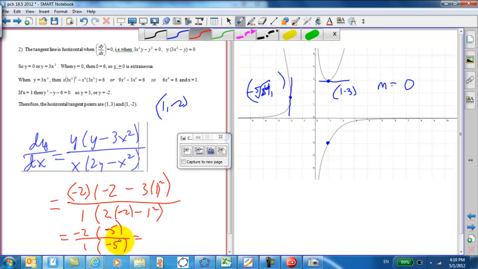At 1, negative 2, for x, negative 2 for y, negative 4 minus is negative 5. Y is negative 2 minus x is minus 3. That's negative 5. That should cancel. I'm getting a slope of negative 2 at 1, negative 2. I'm not getting a horizontal slope at all.